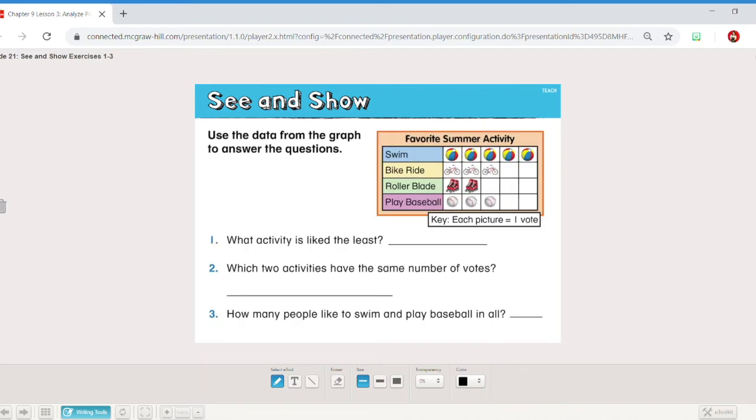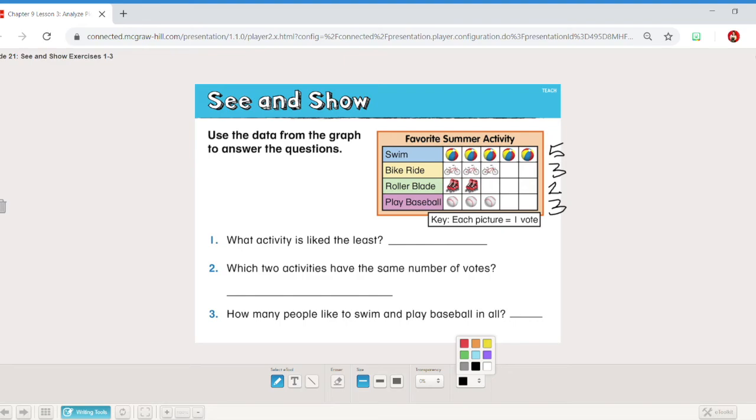Let's do the first 3 questions together about favorite summer activities before we go and finish this activity independently. So we have favorite summer activities: swimming, bike riding, rollerblades, and playing baseball. Our key says each picture equals 1 vote. Before we even look at the questions, let's just count to see what we have. 3, 4, 5. 5 people like to swim. 3 people like to ride bikes. 2 like to rollerblade. And 3 like to play baseball.